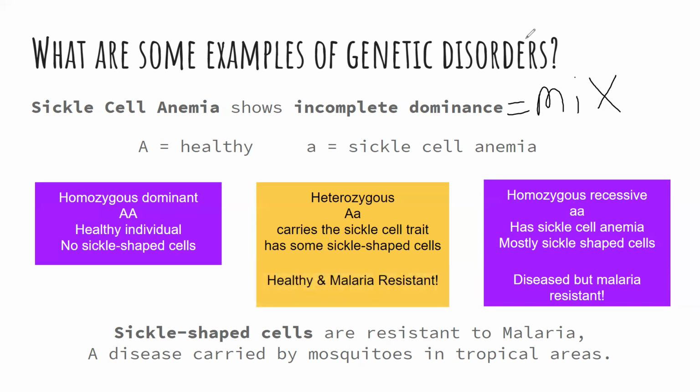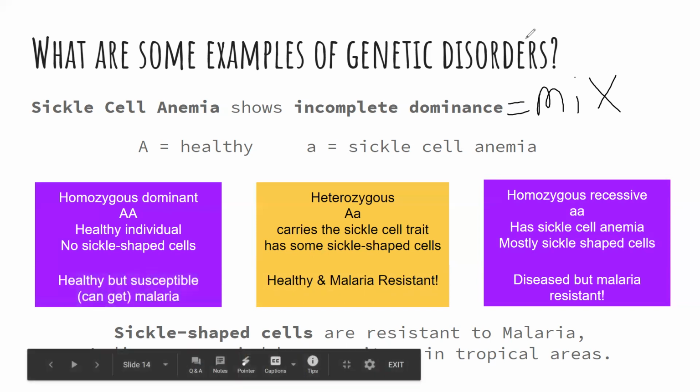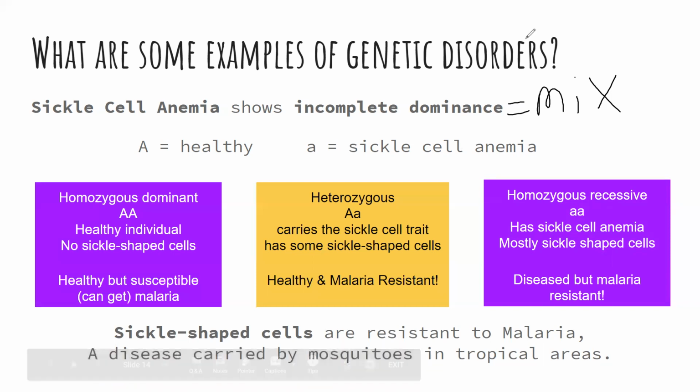Okay? People who are heterozygous, who have those sickled cells but also have healthy cells too, are genuinely healthy and malaria resistant. However, people who are normally healthy with no sickled cells can get malaria because that malaria can thrive in those healthy cells.